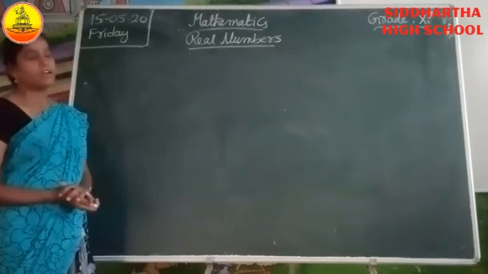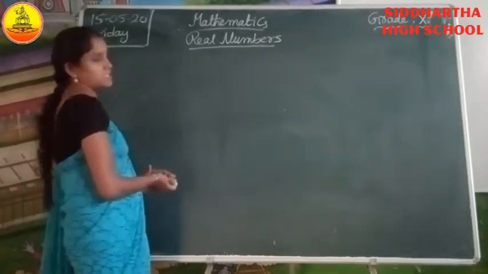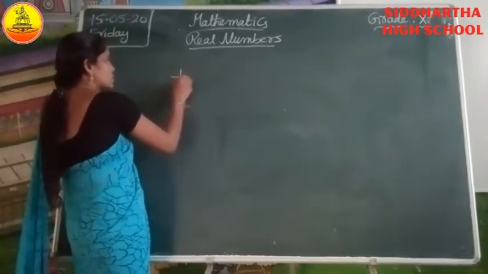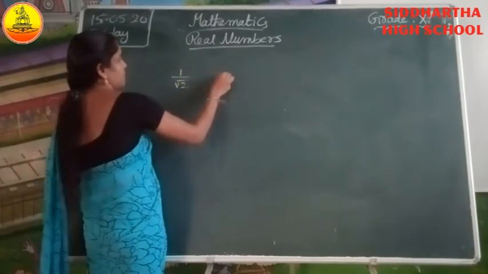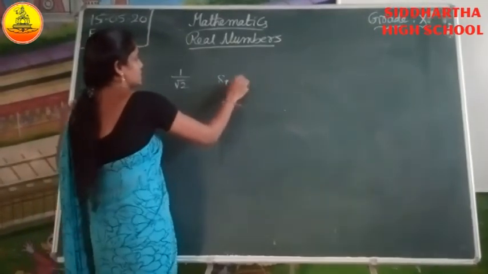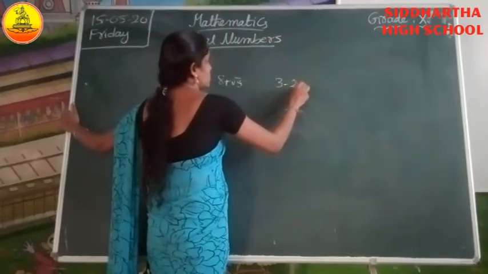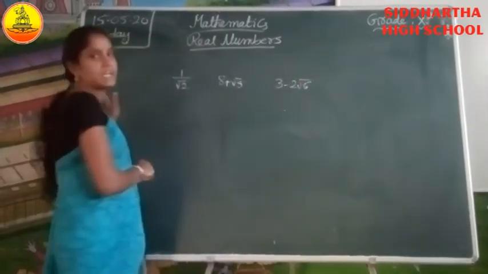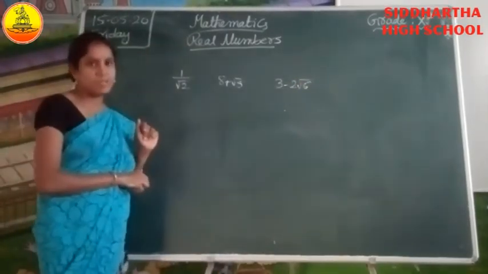Now let us see. Already we have discussed some models, like show that 1 by root 2 is irrational, 8 plus root 5 is irrational, 3 minus 2 root 6 is irrational. So this type of sums we have discussed in the previous class.